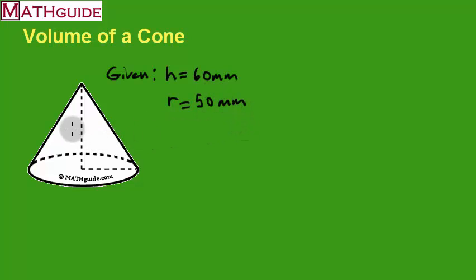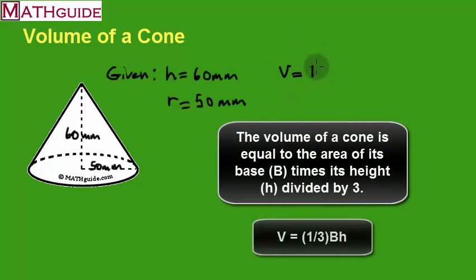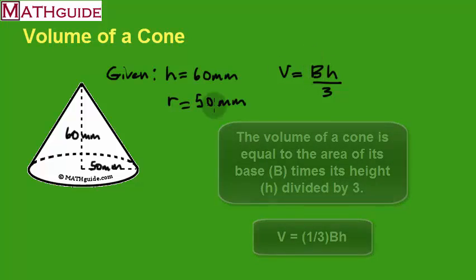Alright, so now that we have our given information, we've got a diagram. As a matter of fact, I can even put in those units. There's 60 millimeters, and then here for our radius we got 50 millimeters. So how do we calculate the volume? Well, the volume is a simple formula. It is area of the base times the height divided by 3. So that's why it's capital. It's not just a unit, it's actually an area.